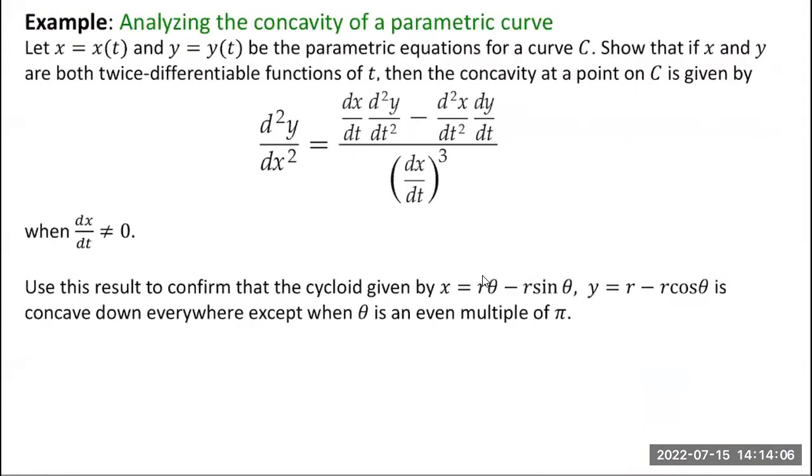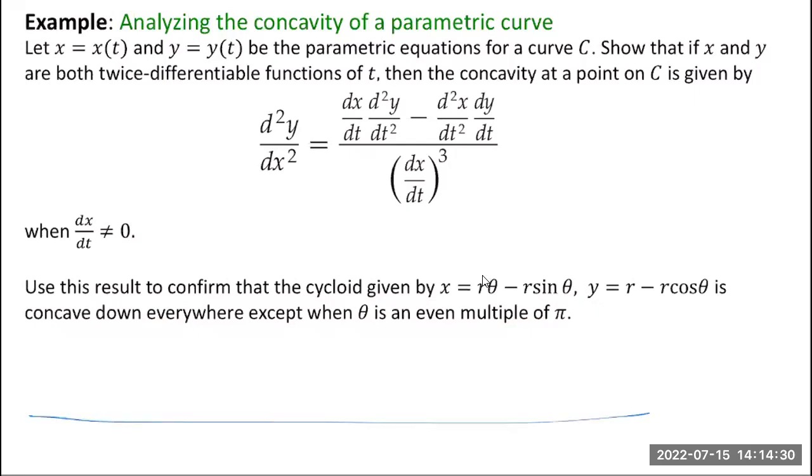All right, let's go to the second part. Use this result to confirm that the cycloid given by x equals r theta minus r sine theta, y equals r minus r cosine theta, is concave down everywhere except when theta is an even multiple of pi.